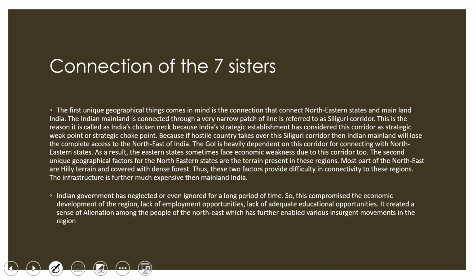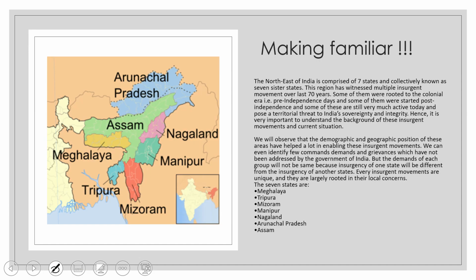So how are we connected with the 7 sisters? See, this is your Sikkim. Okay, and here is your Siliguri part. This is something called the chicken neck, because connectivity to mainland India is through this part. If this part is blocked, then the whole northeast connectivity will be blocked. That's why we call this point India's chicken neck, and it is the most challenging point.